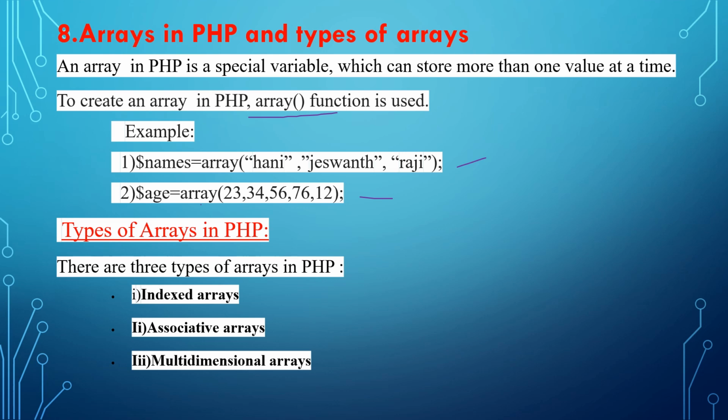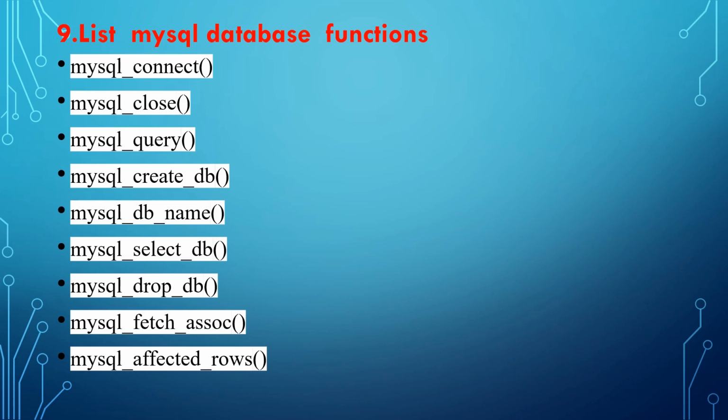What are the different types of arrays in PHP? There are three different types of arrays in PHP: index arrays, associative arrays, and multi-dimensional arrays. So these are arrays in PHP. Next, we talk about various MySQL database functions.